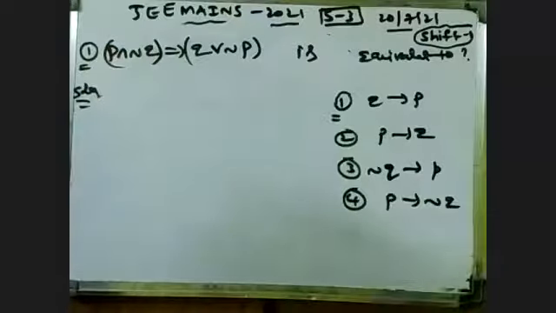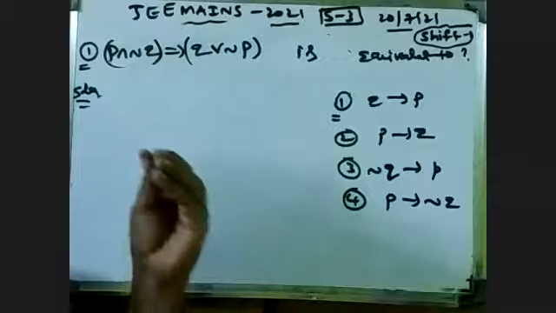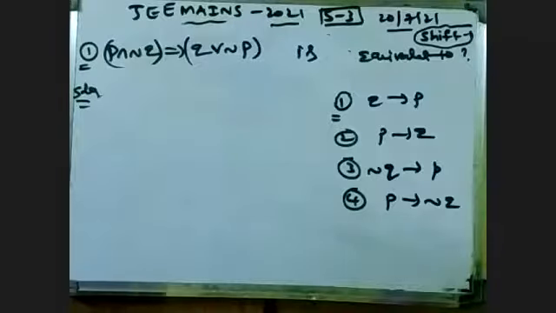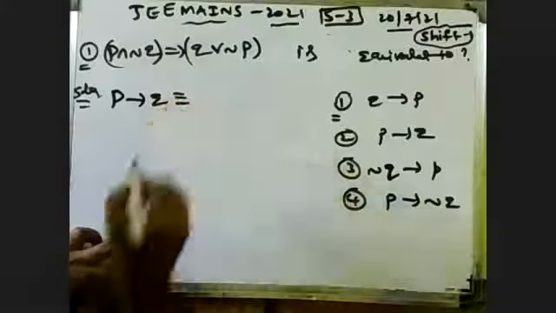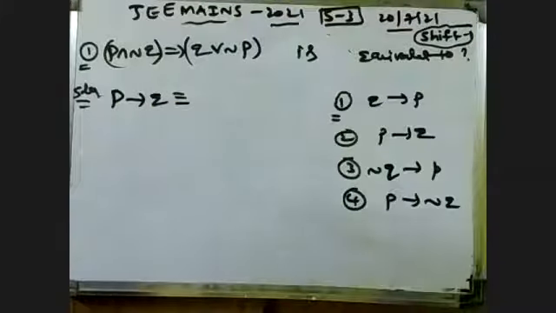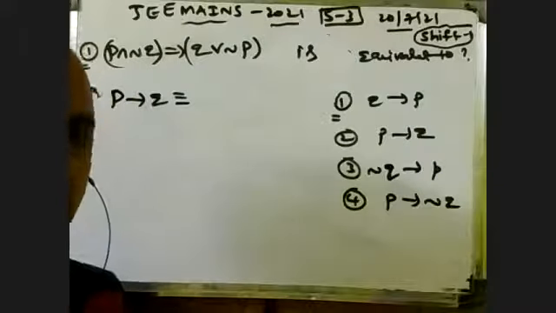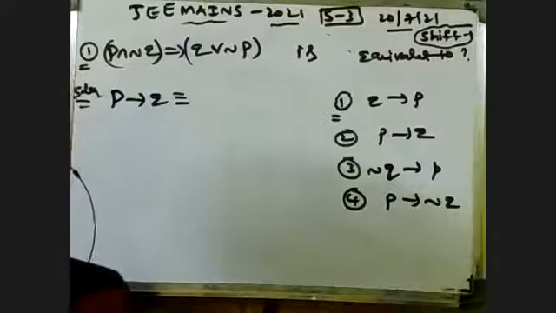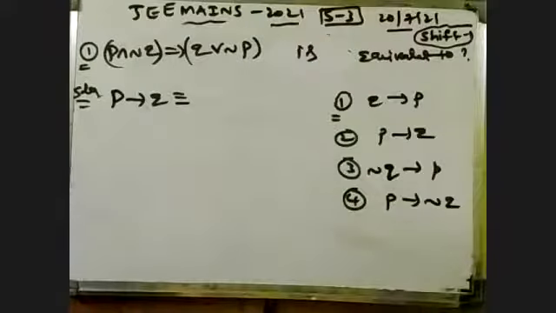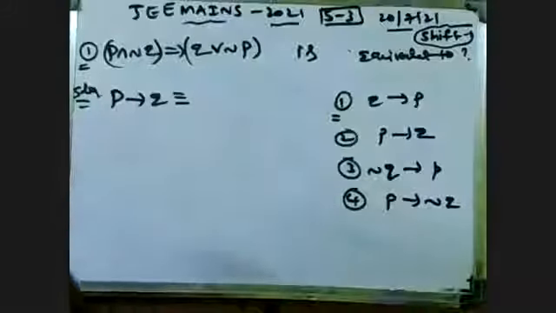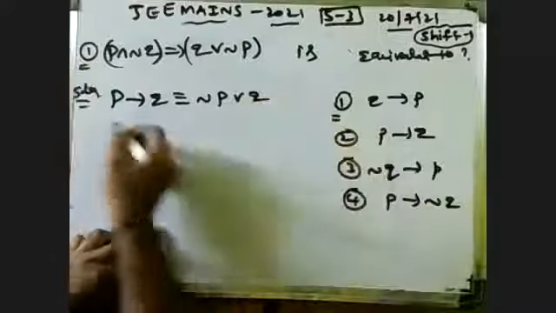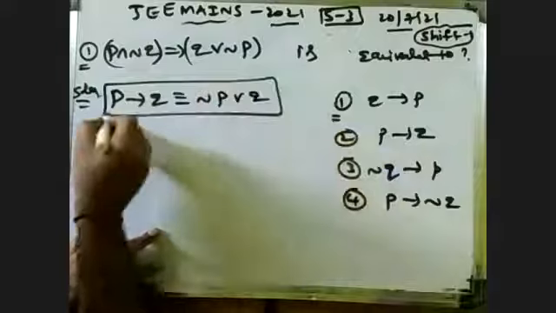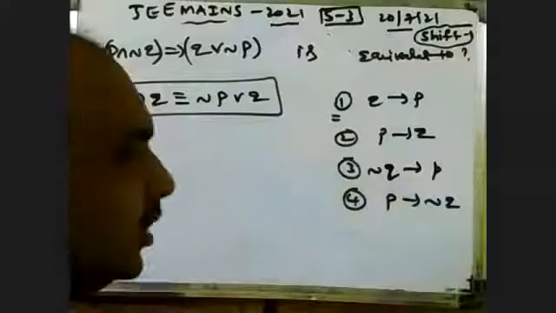Now see. To solve this problem, you must have knowledge about the two formulas. Let me explain. P implies Q is always logically equivalent to... Logically equivalent means the two or more statements are said to be logically equivalent if their truth values are same. P implies Q is logically equivalent to negation of P disjunction Q. You can solve this problem very easily.